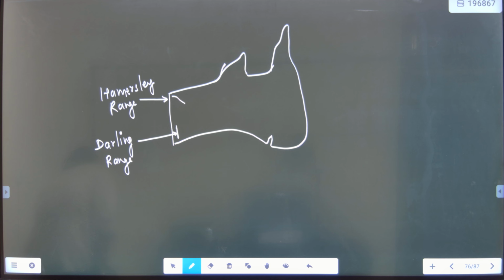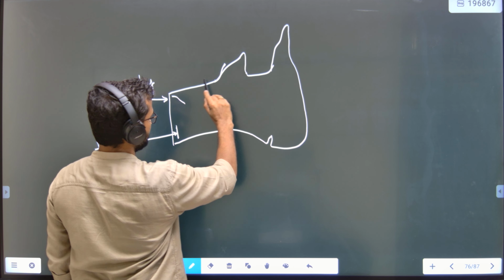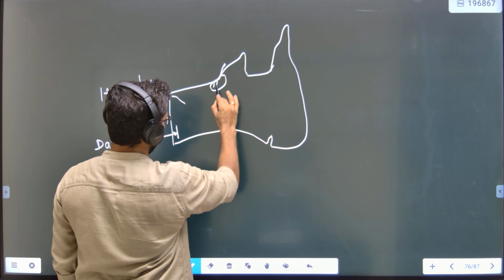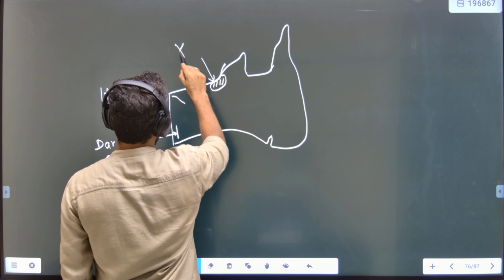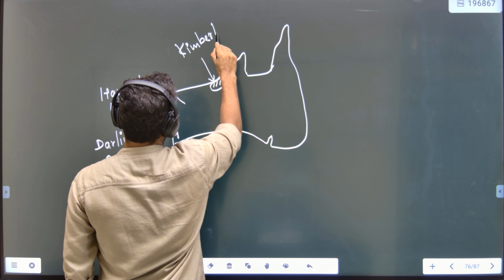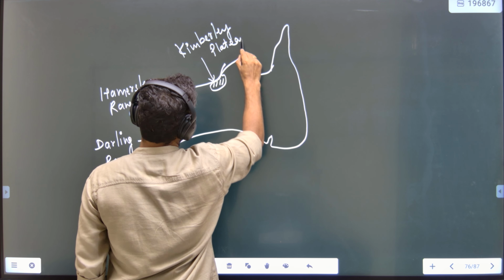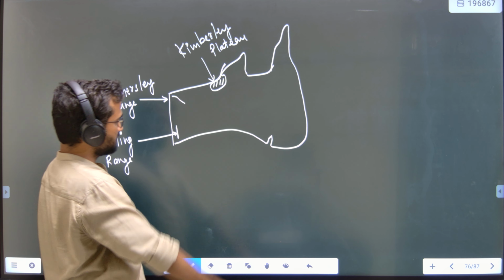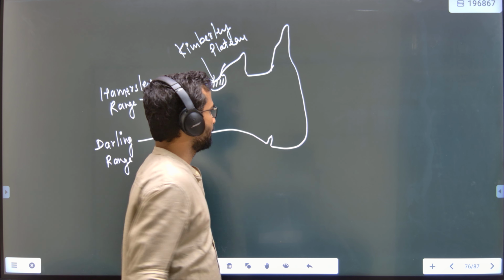Then moving further eastward, there is a plateau over here. This plateau is Kimberley Plateau. Then further moving eastward, I told you this peninsula is Cape York Peninsula.